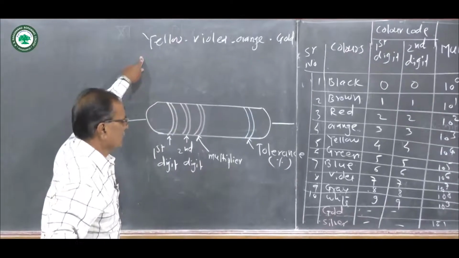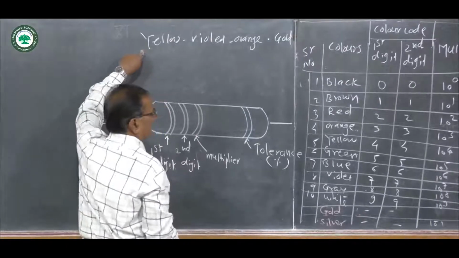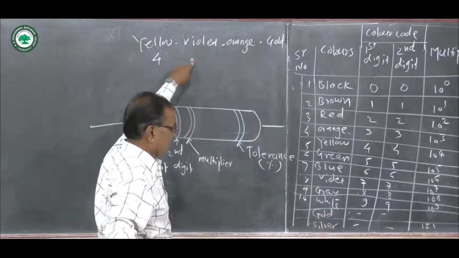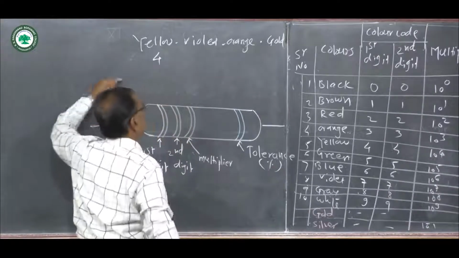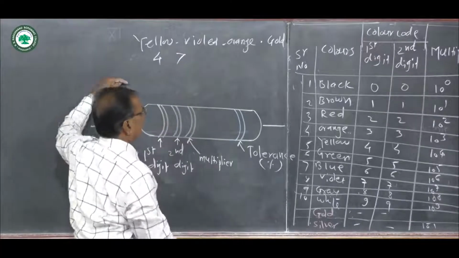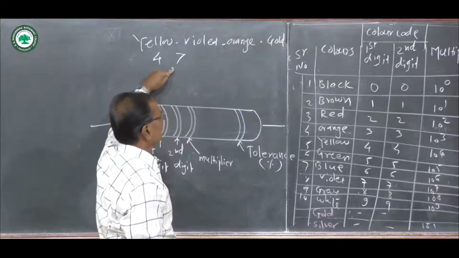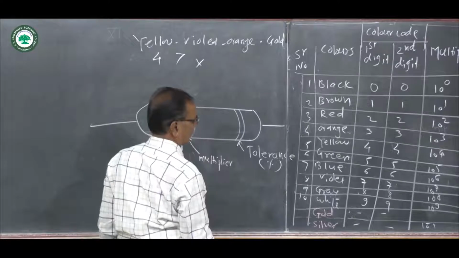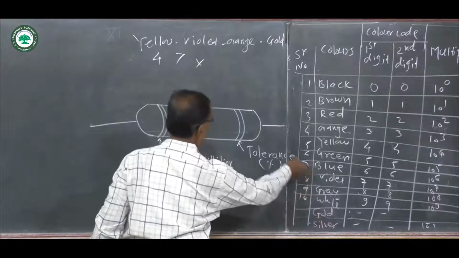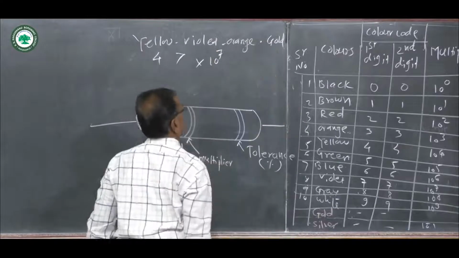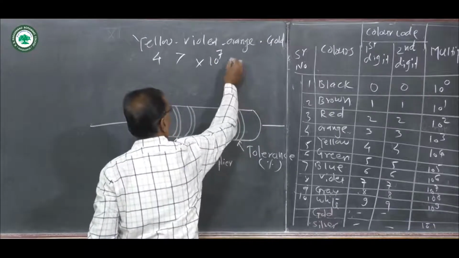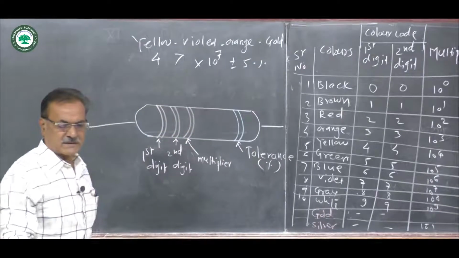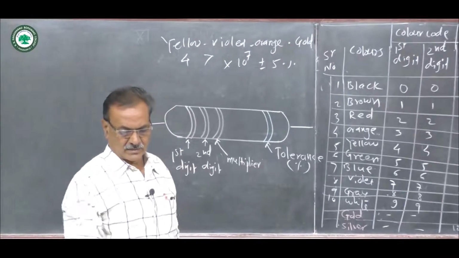So yellow color code 4. Second digit violet is 7, so that is 47. And third, orange, multiplier 10 raised to the color code number, 10 raised to 3, and now gold is plus minus 5%. So the value of given registers we can find out.